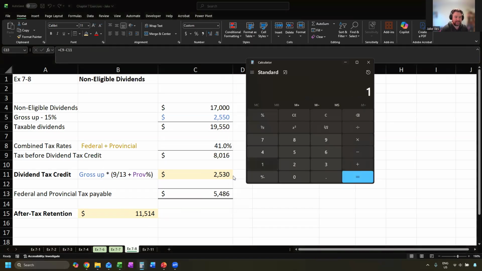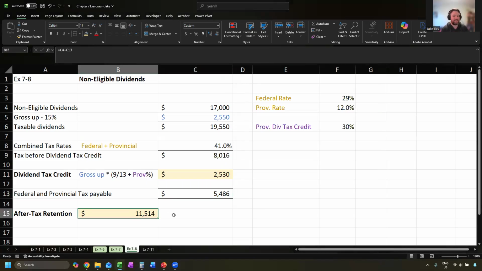So we've received $17,000 from dividends. We pay $5,486. That's Mr. John's share of those taxes. So he will get to hang on to $11,514. That's his retention, his after-tax amount that he gets to keep.